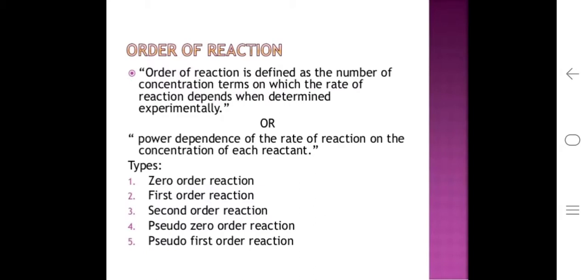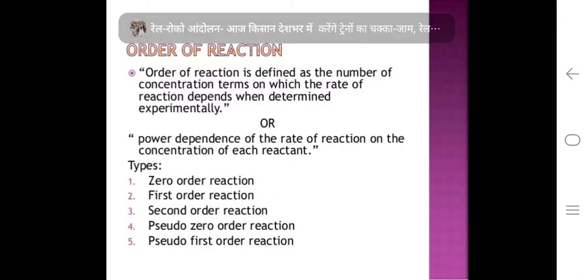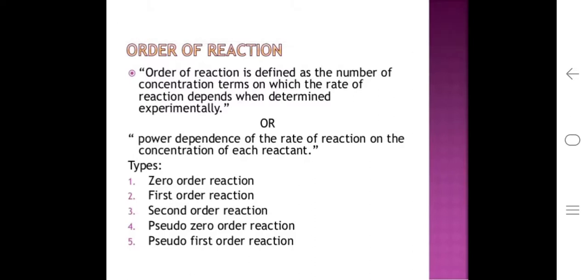Order of reaction. Order of reaction is defined as the number of concentration terms on which the rate of reaction depends when determined experimentally, or we can say the sum of exponents or powers of concentration terms in the rate equation is known as order of reaction. It is the power dependence of the rate of reaction on concentration of each reactant.